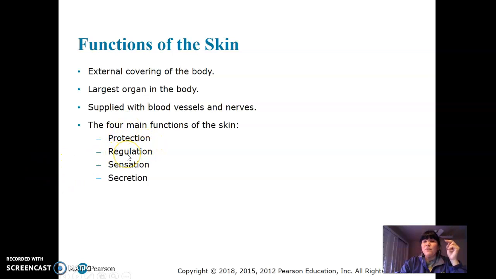Regulation, right? Skin is involved with cooling you off, warming you up. Sensation, of course. You have a lot of nerves associated with skin. Touch, pressure, pain, involved with skin. And finally, secretion. So whether it's sweat glands or oil glands, those are found in skin, and your body can release things through those glands. Okay, so those are the 4 main functions of skin.